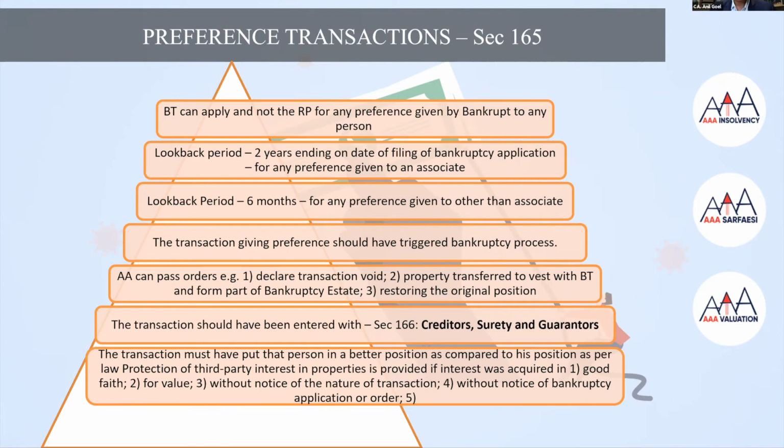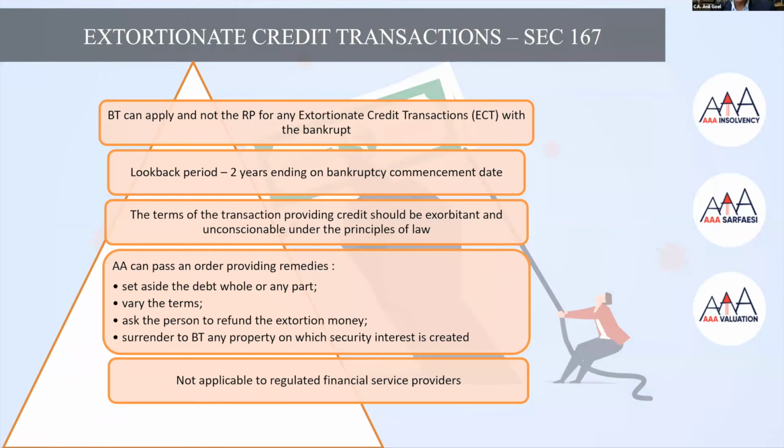Protection of third-party interest in properties is provided, and that of course is provided in section 43 also, in case the transaction is in good faith or it is for value or without any notice of the nature of the transaction, without notice of the bankruptcy application or the order. So these are basically the brief of the undervalued transaction or the preferential transaction. And of course, the last transaction is extortionate credit transactions. This is section 167. This is also applicable to the bankruptcy trustee and not to the RP. For extortionate credit transactions, the look back period is 2 years.